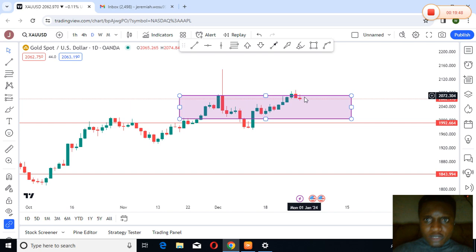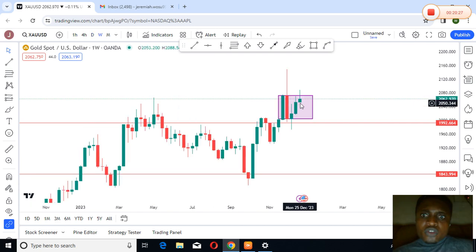But nonetheless, I'm not so convinced with this gold. Why? Because the weekly time frame has not given me a clear direction as to what gold wants to do. That's why I'm not so convinced. At this point, I want to declare that gold is in an indecision state. I would advise you to hold on for a week or two for gold to give us a clearer direction as to where it wants to go.